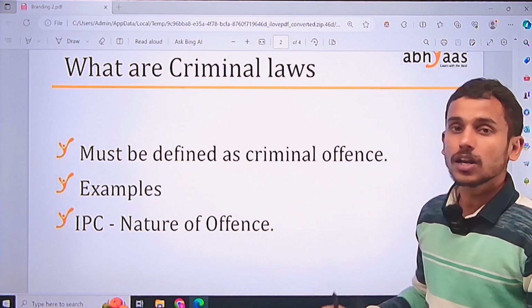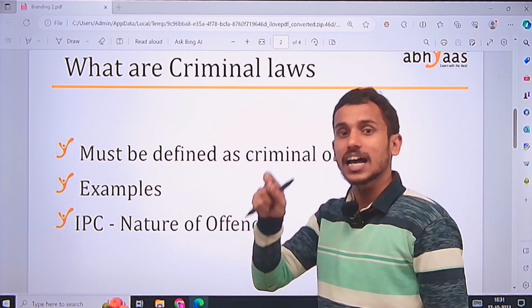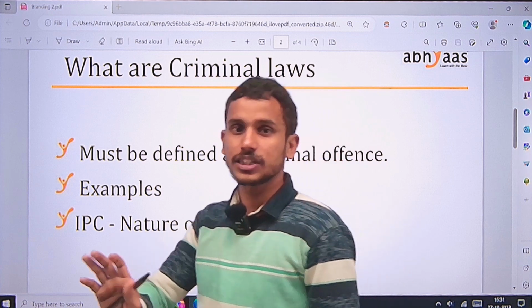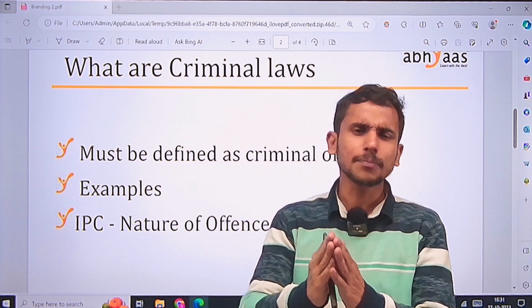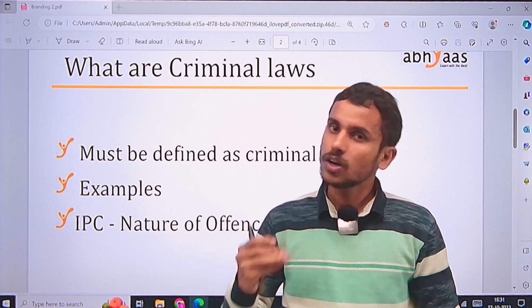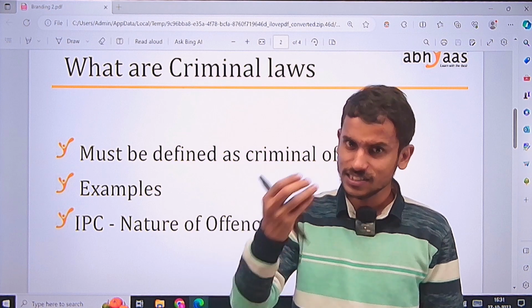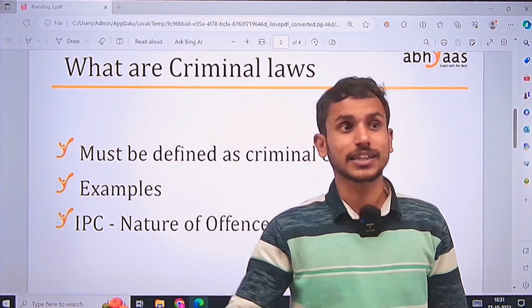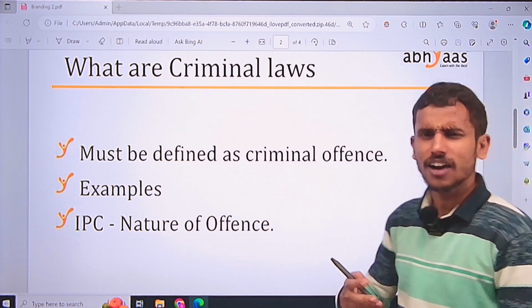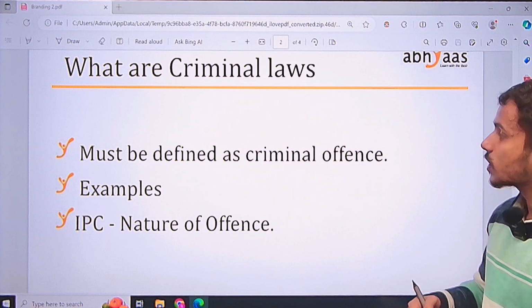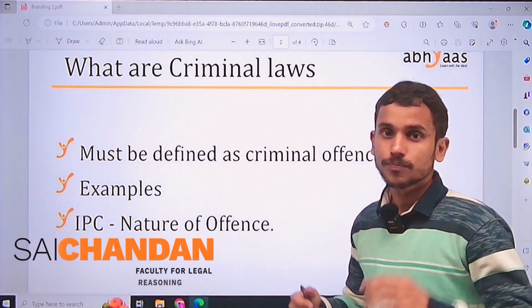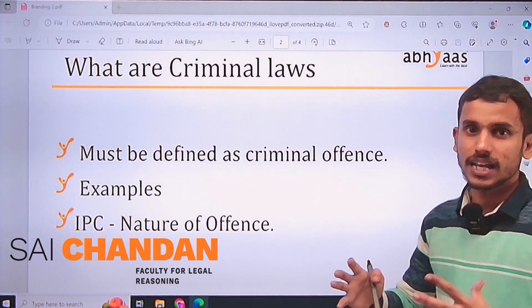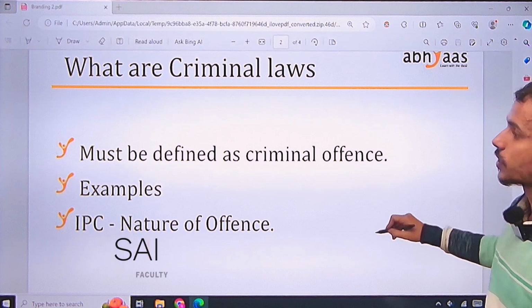So what are criminal laws? Which are specifically defined as crime by the legislature or by the judiciary. That means the law defines something as crime. Law can be a state legislature has passed an act, or it can be a Supreme Court judgment, it can be custom and practices. Those things we have done in class. So anyhow, the offences which are specifically mentioned as crime come under the purview of criminal laws.